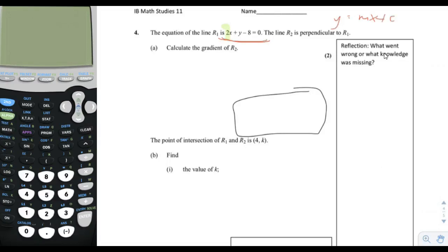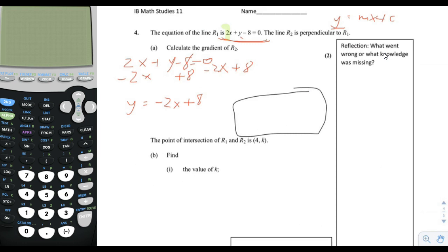Now, is this gradient intercept form? No, it's not, because y in gradient intercept form is all by itself on the left, and here we have y mixed up with everything else. So let's isolate the y and make R1 into gradient intercept form. The way we're going to do that is we're going to use algebra. And so the first step is we're going to subtract 2x from both sides. We're going to get the y by itself. And we're going to add 8 to both sides. So we're going to have y equals negative 2x plus 8.